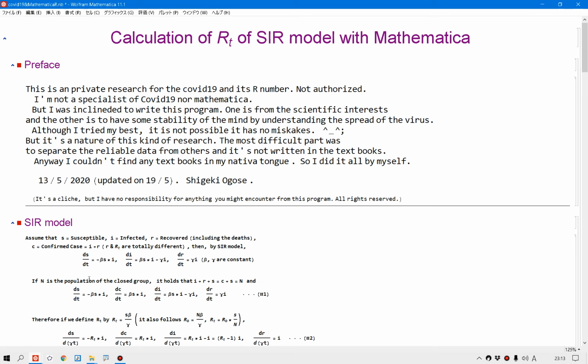So I'm very used to Mathematica, but this is the first time to use this for data analysis. The reason why I wrote this program is from the scientific interest, and the other reason is to have some stability of the mind by understanding the spread of the virus. Actually, by writing this program, I get the mind of stability a little bit, much better than before writing this one.